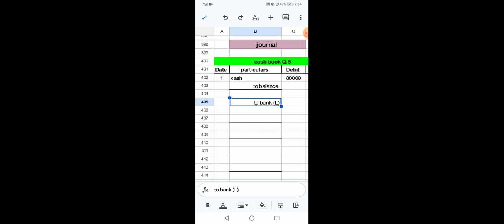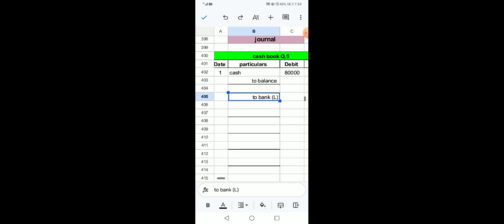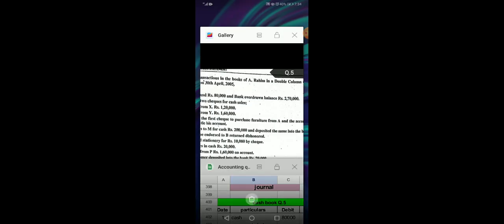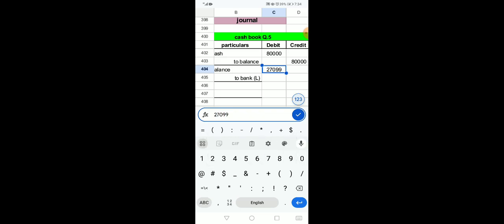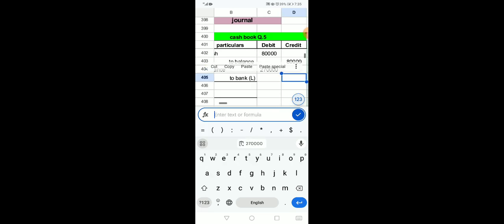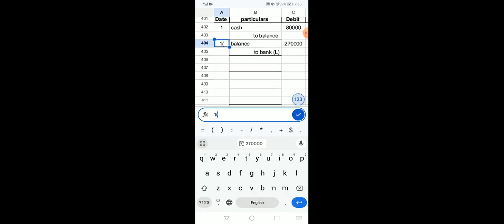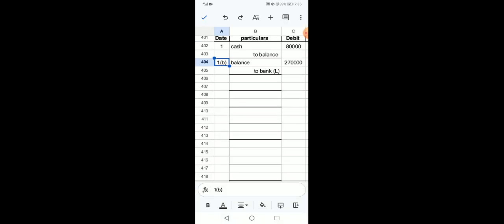It is just a balance. Amount is not being deposited, amount is not being withdrawn from the bank. It is just cash present in your bank account in the shape of overdrawn, meaning negative balance. So you will write over here just to fill the debit side as balance. Let's see how much the amount is: 2,70,000. So you will put 2,70,000 on the debit side and the same amount would be written on the credit side. Date would be the same, that means you can write it as 1B so that there can be a little difference.